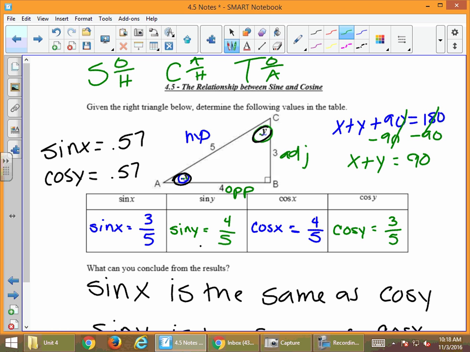So if x is 30 degrees, what's y going to be? 60. These two will always add to 90 degrees every single time. And the sine of the one angle is always going to equal the cosine of the other angle every single time.